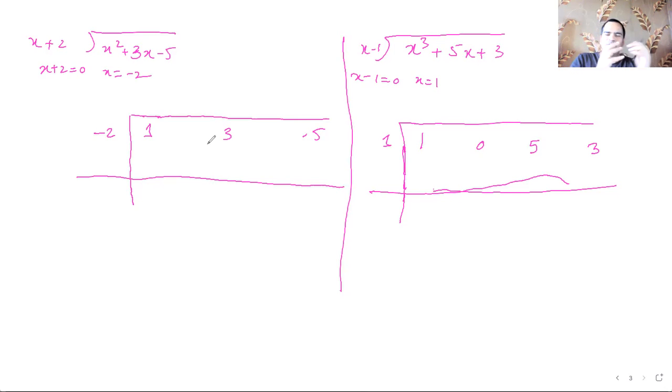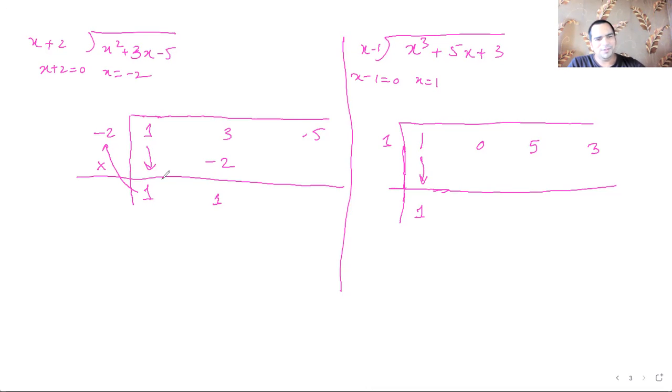Now, what is the first step? When you start the division, the first step is carrying down the first number as it is. So the 1 that you see here comes down as it is. First number, you bring down as it is. Don't need to do anything. After this, your procedure starts. Now you multiply these two numbers. So 1 times negative 2 is negative 2. You're going to write it right below the next number, so negative 2. Now you add these two numbers. So 3 and negative 2, if I add, I get 1.